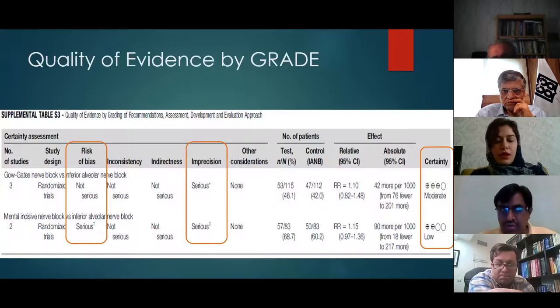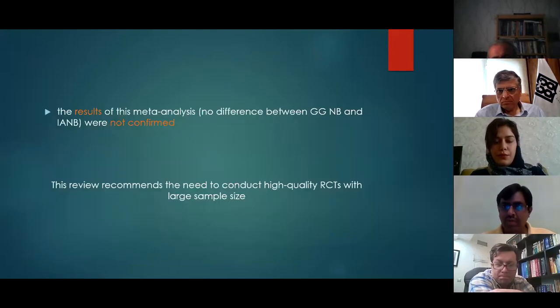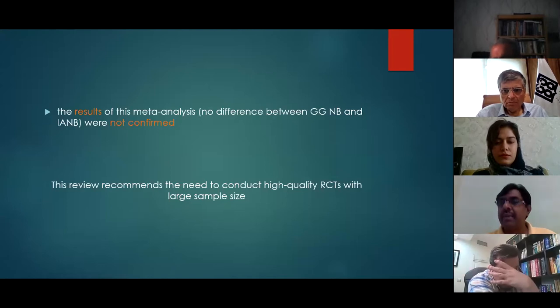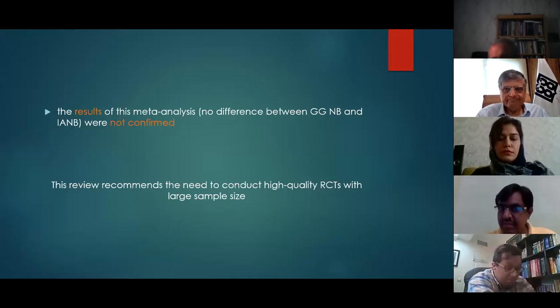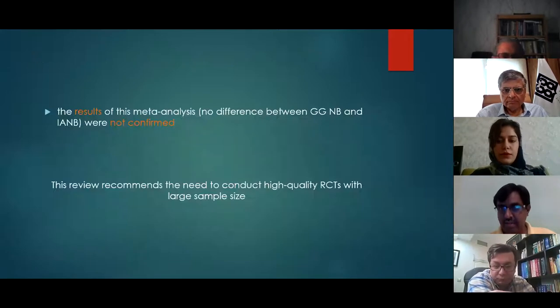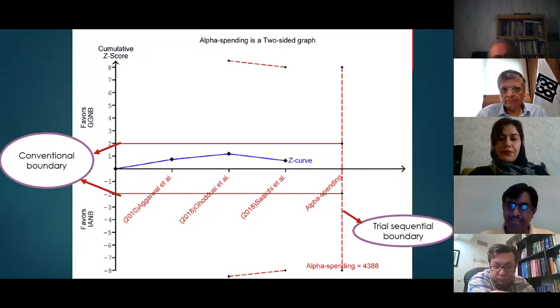One second. Sorry, just going one slide before. Now you got these clear lines, right? See, our review recommends the need to conduct high quality, meaning you have to have randomization, allocation process, blinding, and all those things. That is the meaning of high-quality RCTs with large sample size. Large sample size is information which I got from my trial sequential analysis. Yes, thank you.